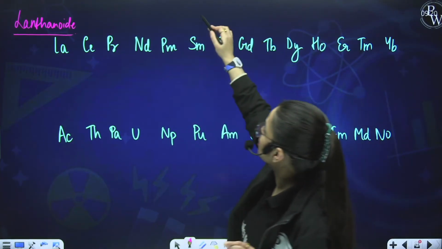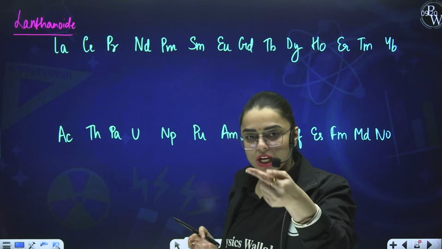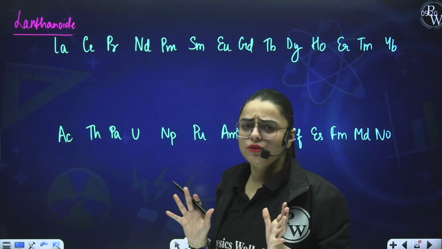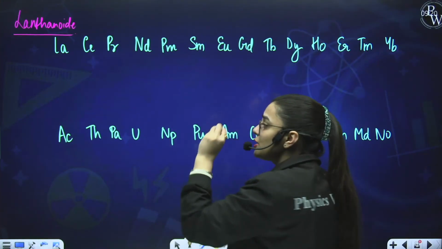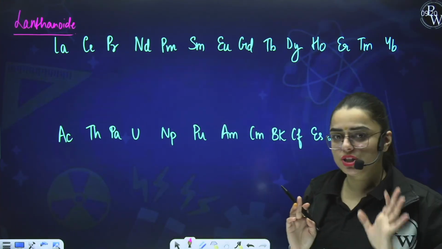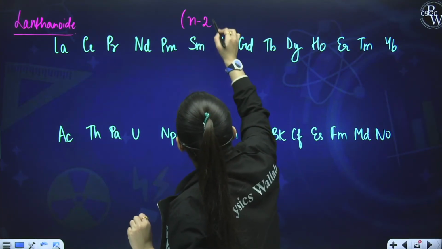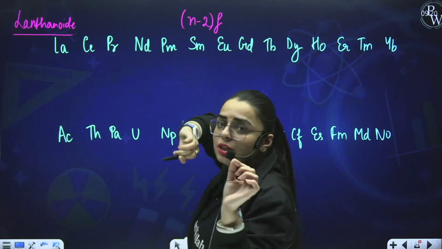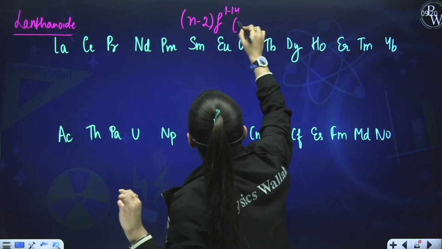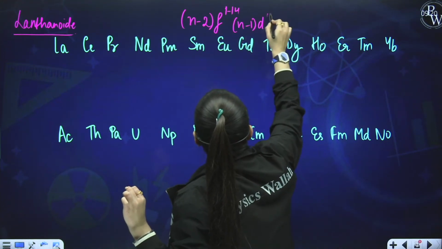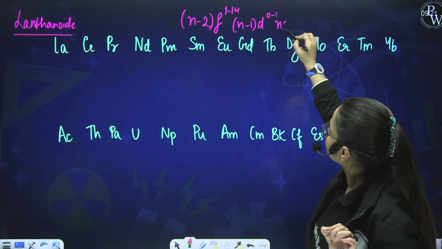See, as you all know, they come under the category of F block elements. That means their last electron shall enter into the F subshell. This is the definition that we talked about in P block elements, in D block elements, and now in F block also. The last electron enters that subshell, that's why they have this particular name. Now, the general electronic configuration is (n-2)f, and in the F subshell 14 electrons can be filled. Then (n-1)d, which is 0 to 1 over here, and then ns2.